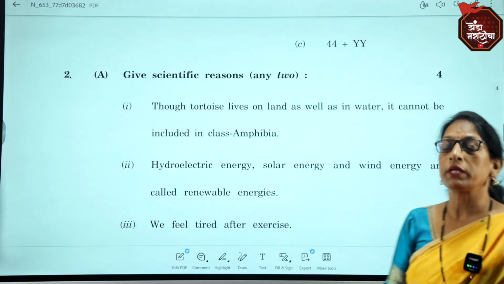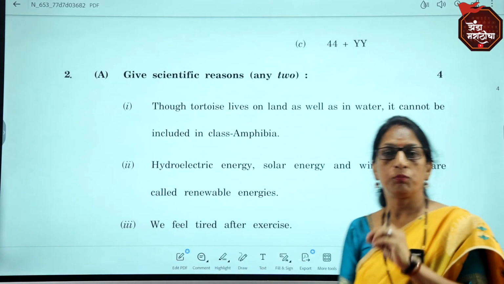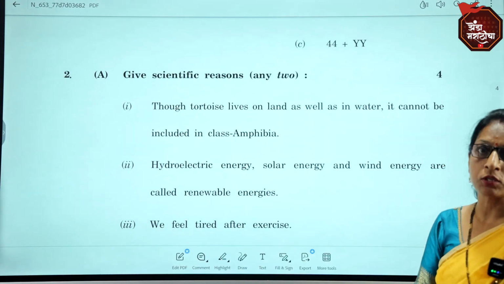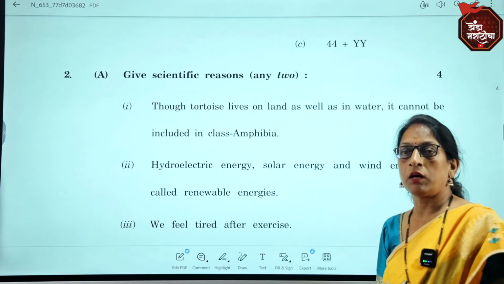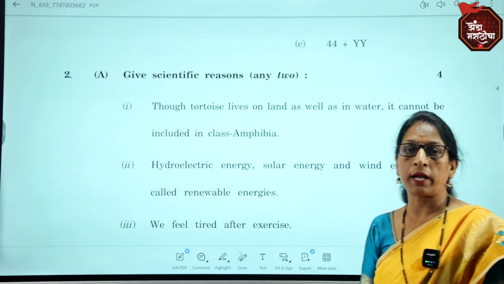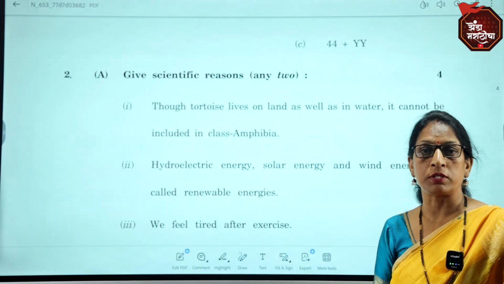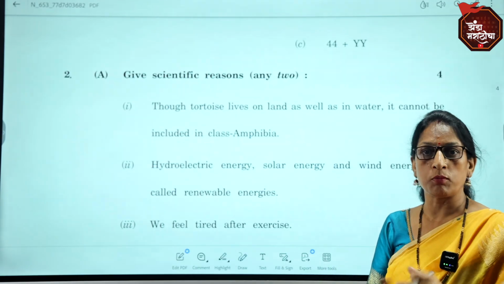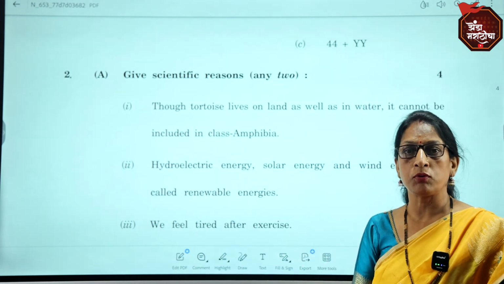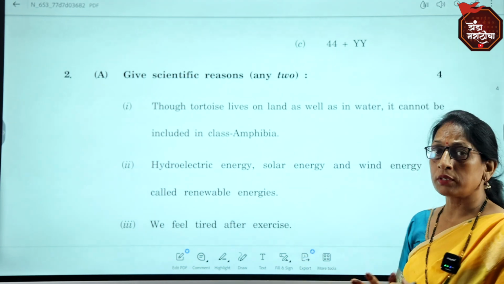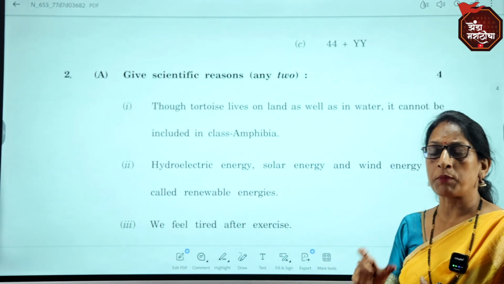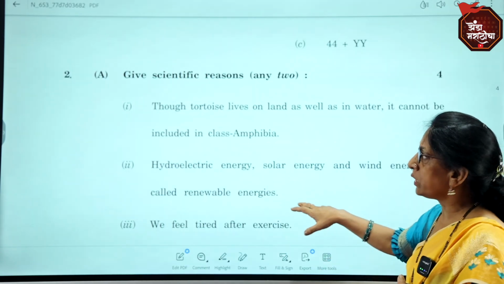When you attempt these questions, you have to use point answers. As this carries 2 marks, you have to write in 4 points, and you must underline the keywords. You have to underline those keywords so that it becomes easy for the examiner to examine. Don't give extra explanation, write only 4 very precise points, because it carries only 2 marks.